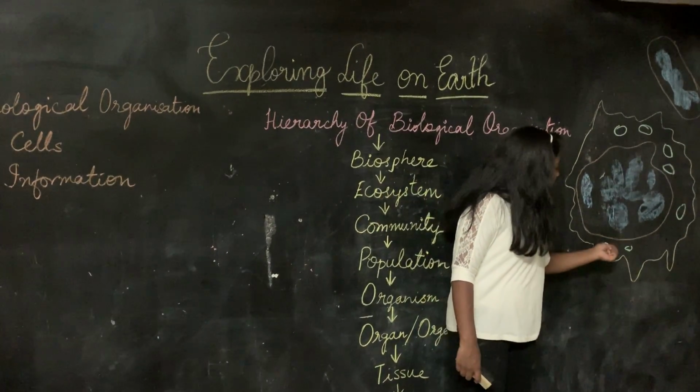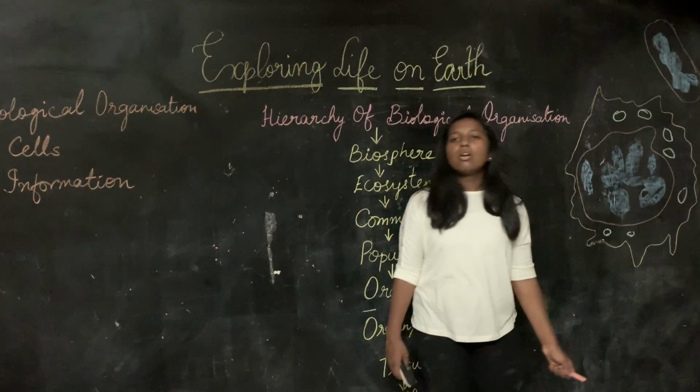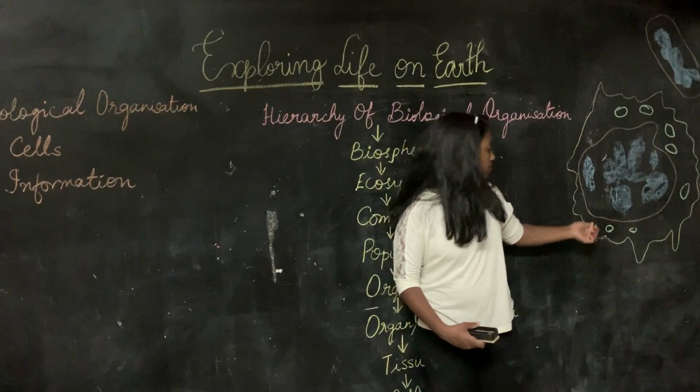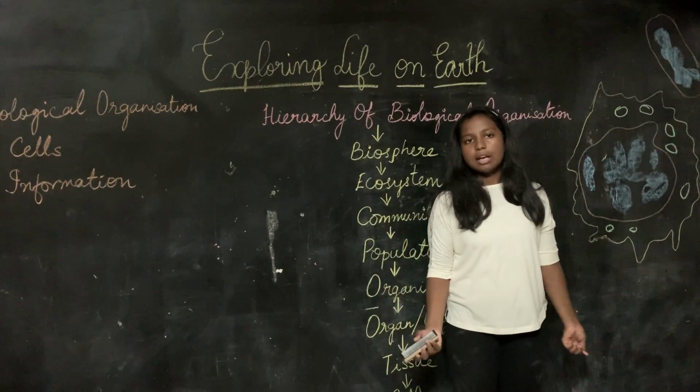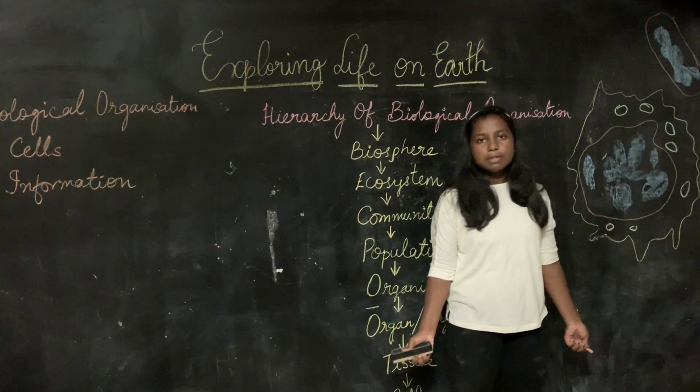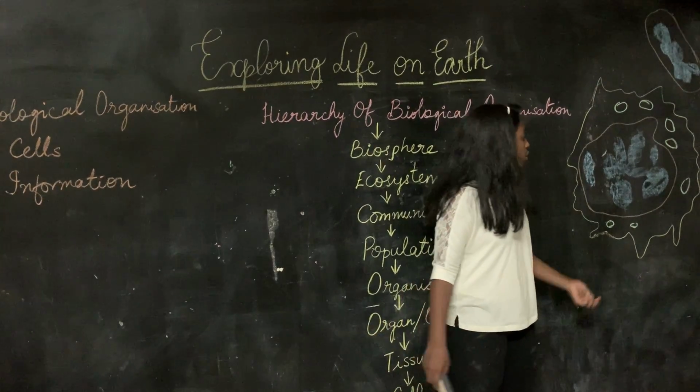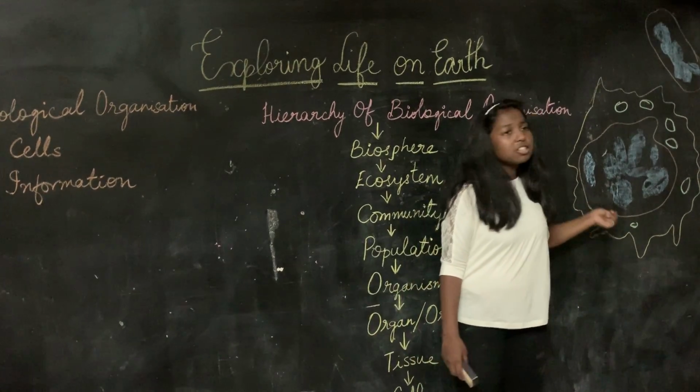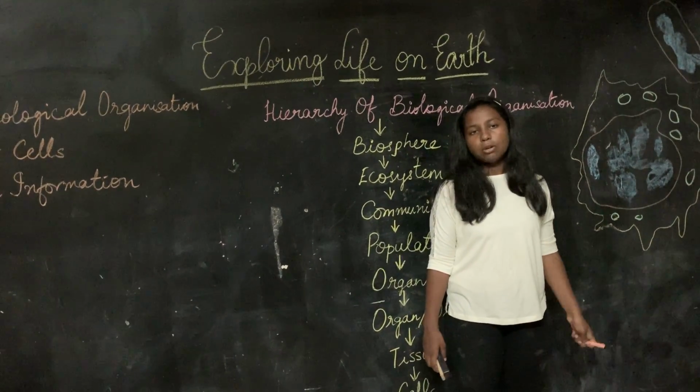And these are known as the cell organelles. The cell organelles are the other small organs in the cell. For example, chloroplasts, ribosomes, lysosomes, etc. So, this is the basic structure of a human or animal cell.